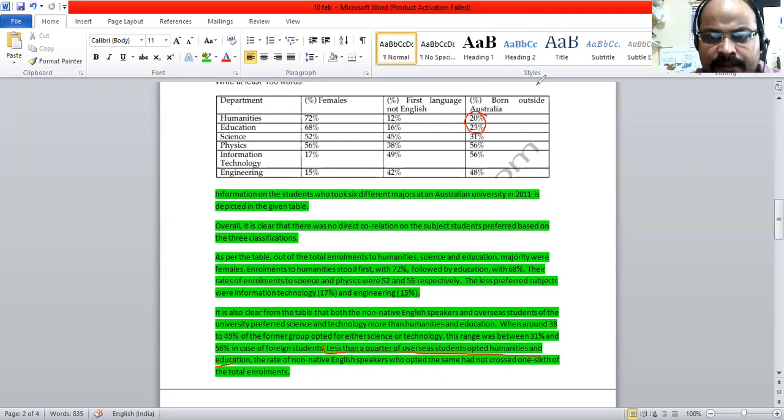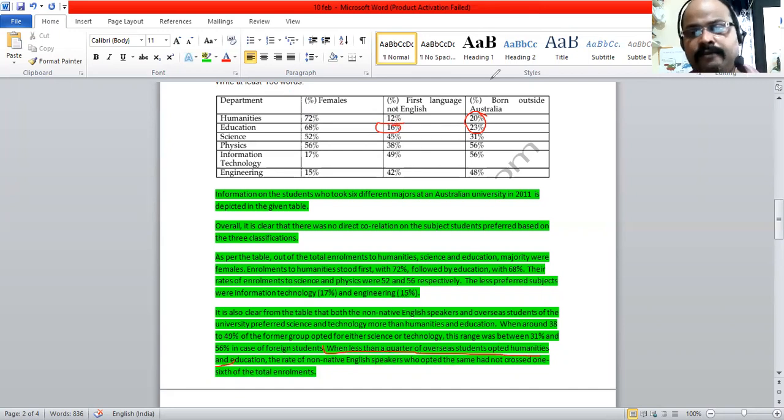Now I have to connect these two things. When less than a quarter of overseas students opted for humanities and education, the rate of non-native English speakers who opted for the same had not crossed 1/6 of the total enrollment. So the maximum enrollment here, you can see, is 16. So they had not crossed 1/6 of the total enrollment.